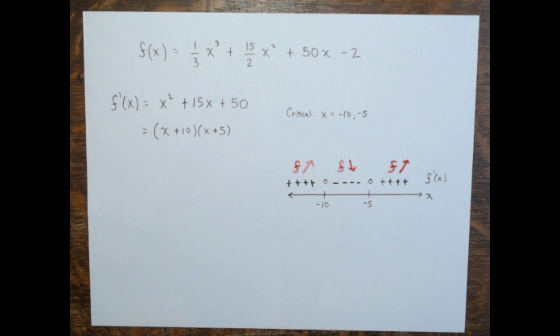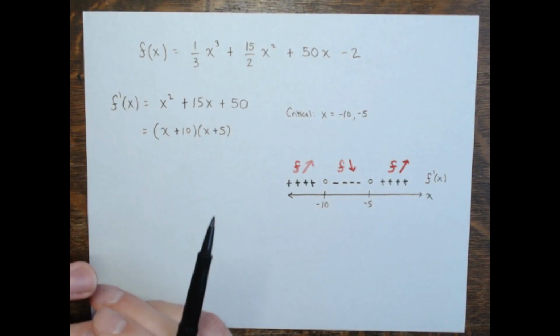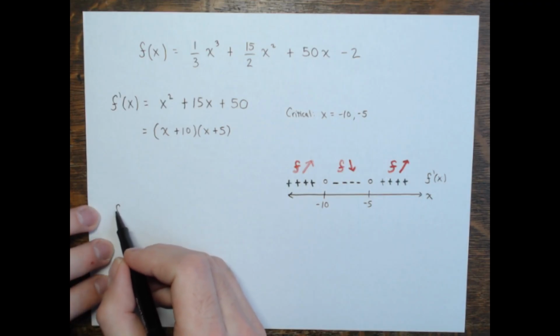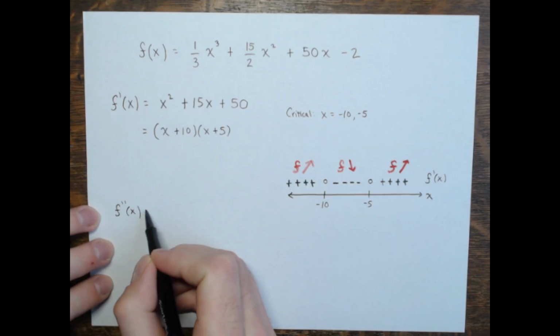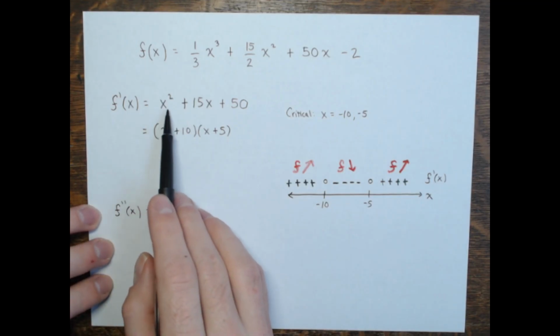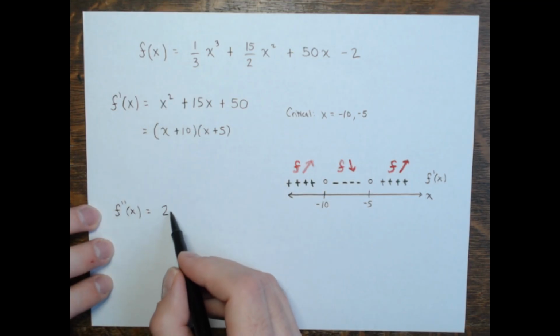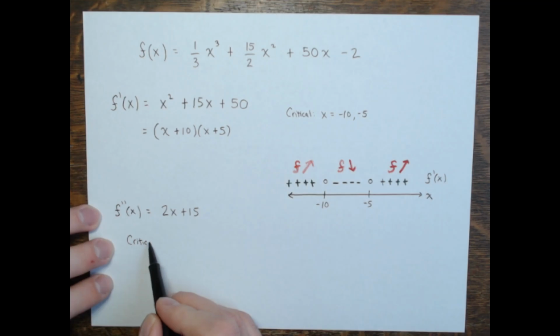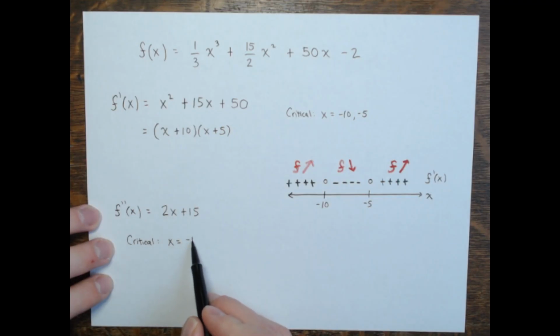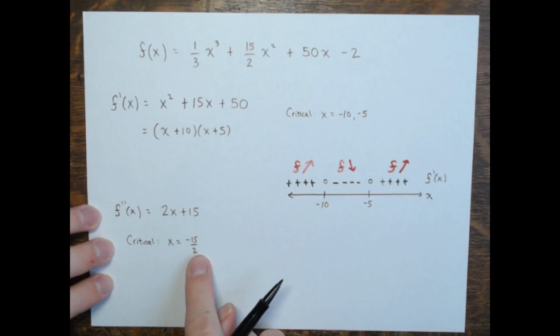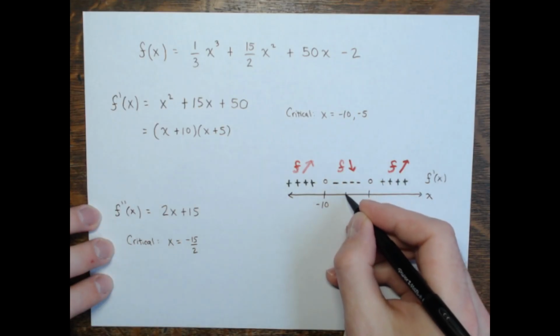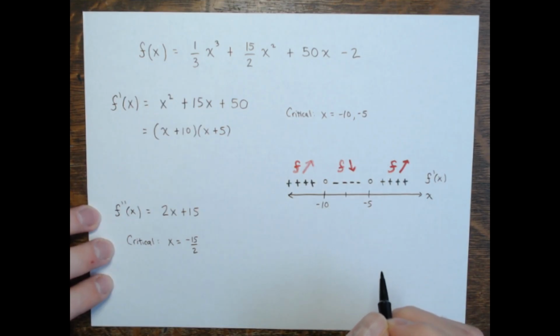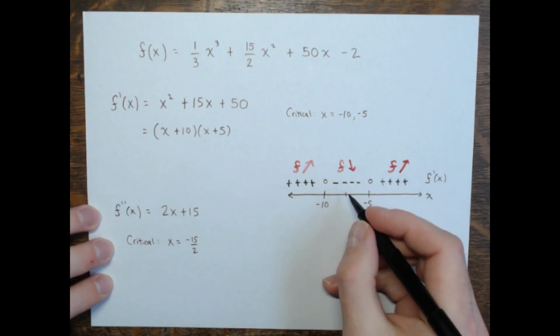All right, so I know where the function is going to be increasing and decreasing, but now I also want to discuss where it's concave up and concave down. That's where the second derivative comes into play. I take the second derivative, which would just be 2x plus 15. This is linear, you set that equal to 0, it's never undefined. The only critical value here would be negative 15 halves. If I set this to be 0, I'd subtract 15 and divide by 2. That's negative 7.5, which is exactly halfway between these two, the average of negative 10 and negative 5.